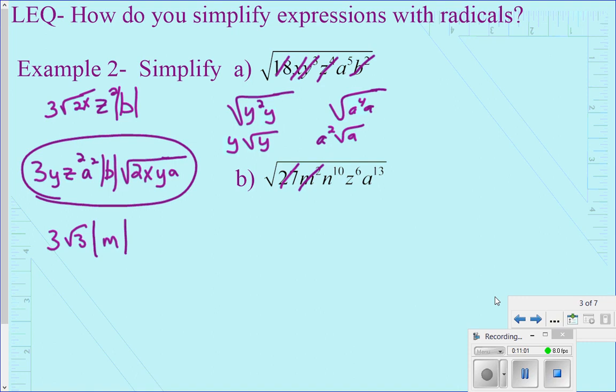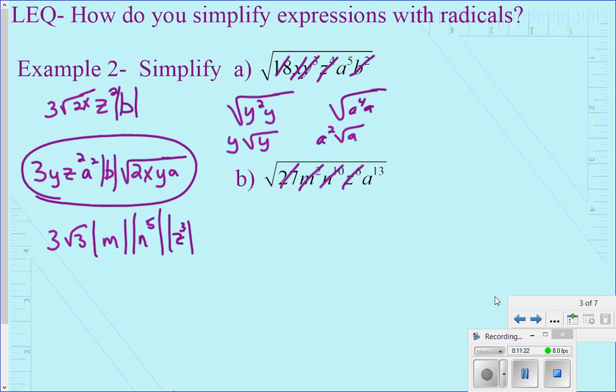10 divided by 2 is 5. And that is a whole number and odd. So that's going to go in the absolute value. Eventually, I'll put these all in one absolute value instead of separate ones. Z, 6 divided by 2 is 3. That is odd and a whole number.